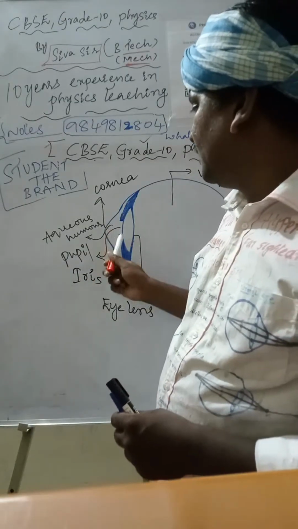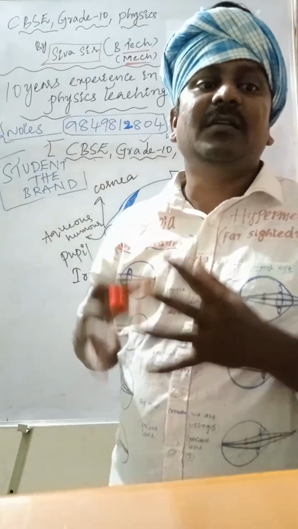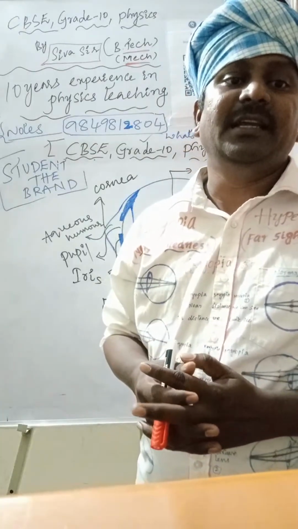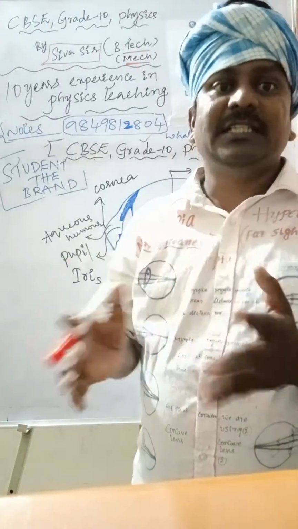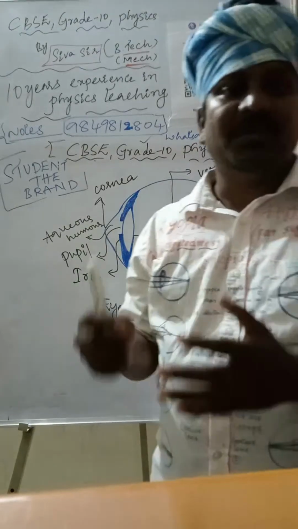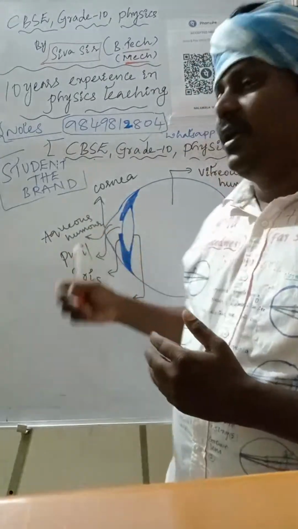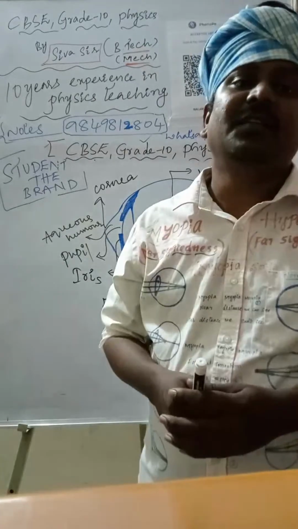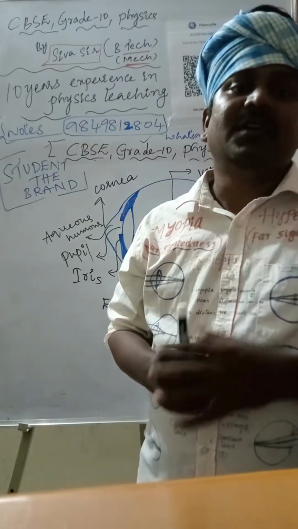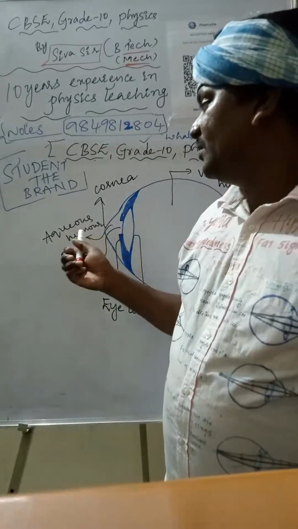So this is the iris. The iris is a dark muscular diaphragm. It controls the size of the pupil, and the pupil controls the amount of light entering into the eye.